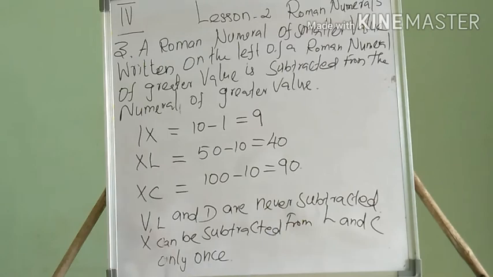This we have to remember whenever we are going to do addition or subtraction using Roman numerals. These are the rules and regulations: V, L and D are never subtracted. We already saw they are never repeated. This second one, never subtracted also. So V, L and D are never subtracted, but X can be subtracted from L and C only one time. So L is 50, C is 100. We can subtract it only one time. That's a main important rule.